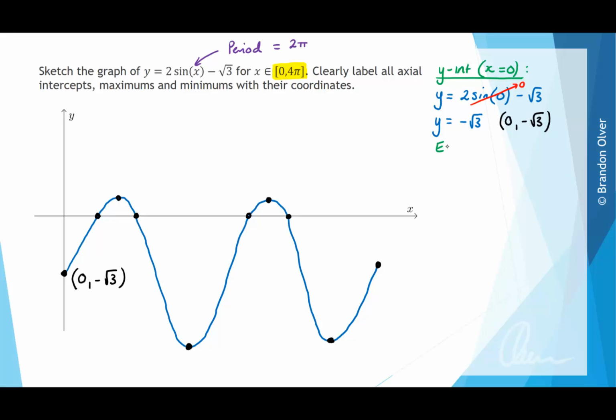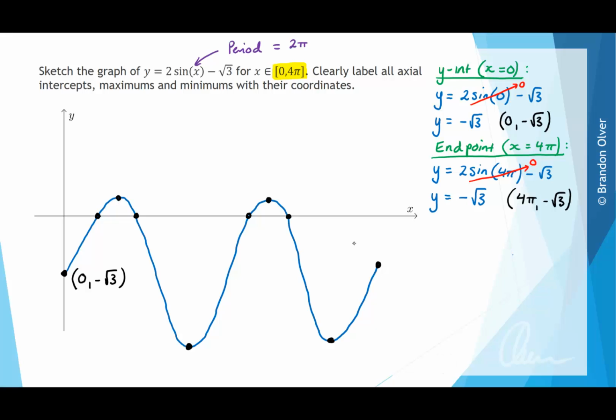Next, we're going to find the other endpoint, and that is at x is equal to positive 4 pi. So that's going to leave us with y is equal to 2 times sine of 4 pi minus root 3. But sine of 4 pi is just 0. So once again, we have y equals 2 times 0, so it's just minus root 3. And that gives us the coordinate (4 pi, negative root 3), which is this endpoint here at (4 pi, negative root 3). So they are the two endpoints, one of which happens to be the y-intercept as well.